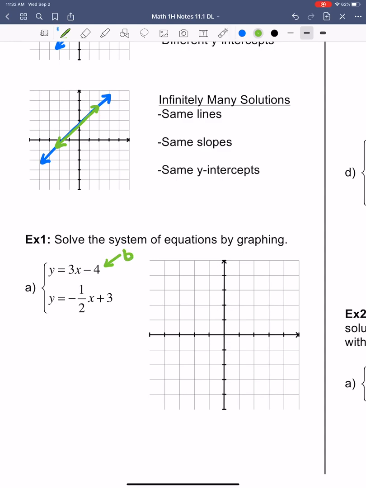We've got our b value at -4, and we've got our slope, our m value, at 3. So that's going to be up 3 and to the right 1. Okay, and so I get this line that looks like this for the top equation.